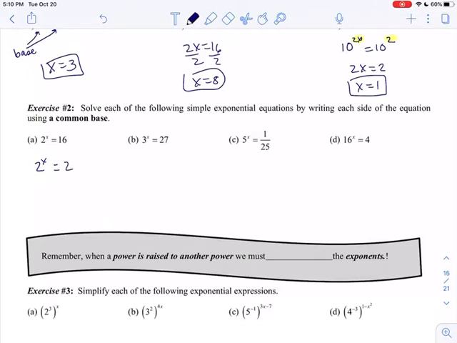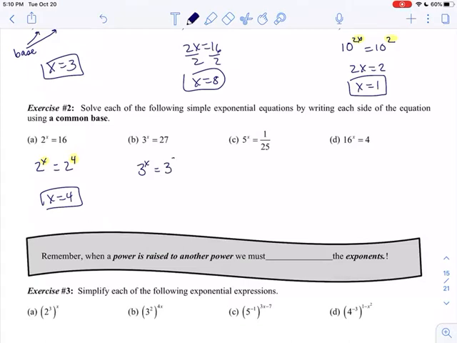So the 2 is fine. The problem is the 16. I have to write 16 as a base of 2. So 2 to the what power equals 16? 2 to the 4th power equals 16. Now that my bases are the same, I set my exponents equal to each other. Done.